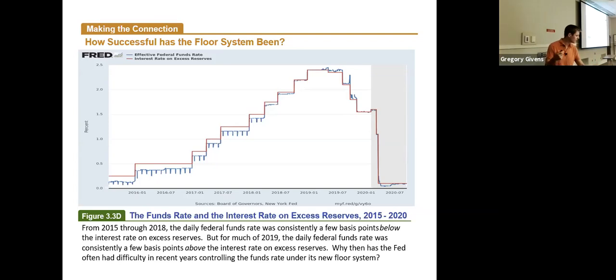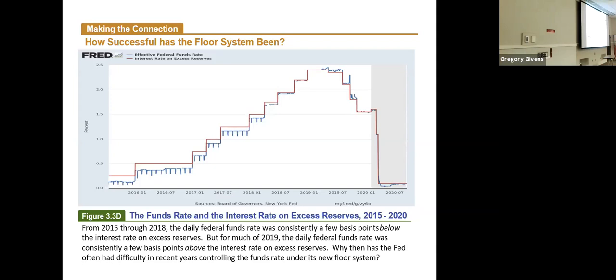So the point of this is to show that the Fed's floor system has not been perfectly successful, that there are some challenges that the Fed faces in trying to implement monetary policy under this new system that it did not face prior to the crisis, when all it had to do was conduct open market operations.